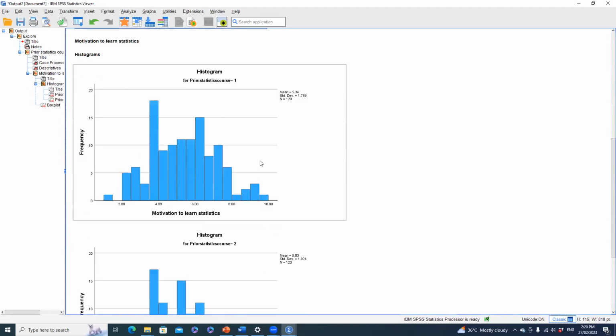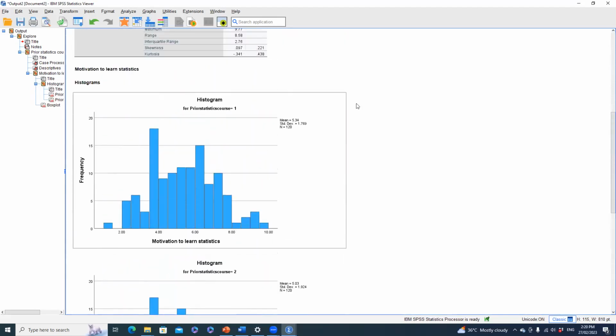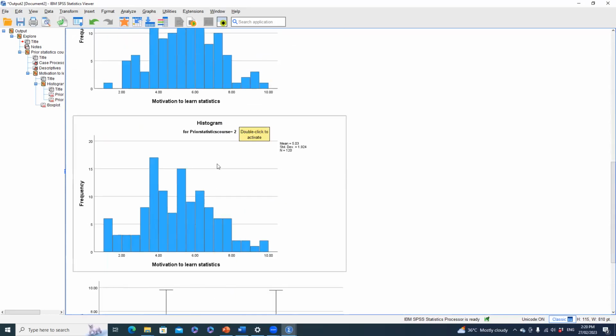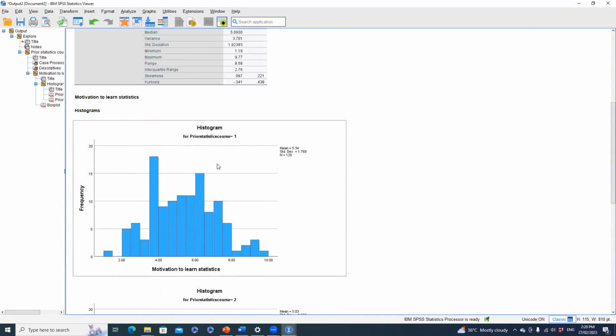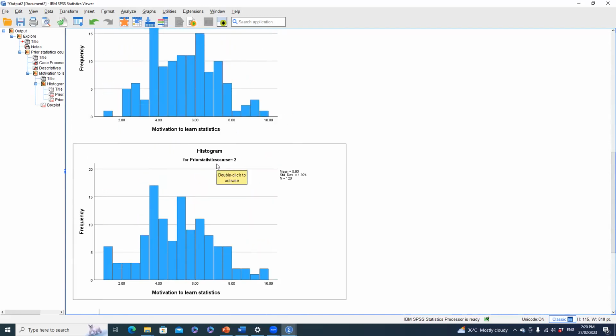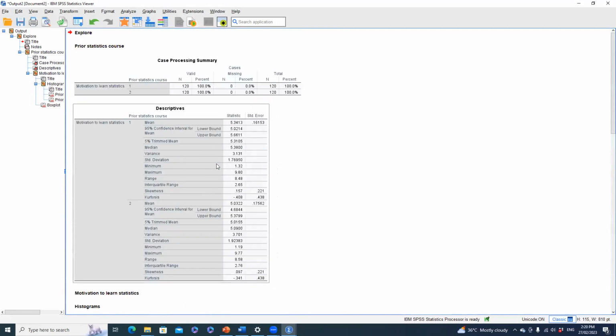And it's also given me different distributions for those two groups of people. Prior statistics equals 1 means that no, I haven't done a prior statistics course. Equals 2 means that I did do a prior statistics course. So you can now compare those distributions because you've got your outputs divided up by that so-called factor. And so those are the 3 approaches for generating descriptive statistics that we can do in SPSS.